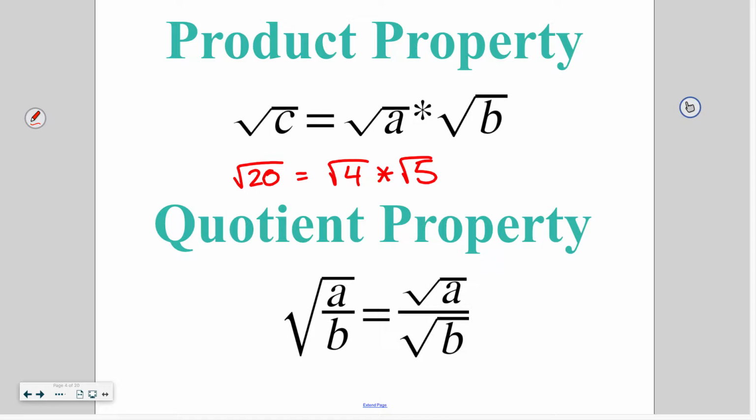Same thing applies with the quotient. So I can say that the square root of the whole fraction is equal to the square root of the top divided by the square root of the bottom. So for example, the square root of 17 over 3, I can say is equal to the square root of 17 over the square root of 3. So we have the square root of the whole thing, and I can say the square root of the top and the bottom.